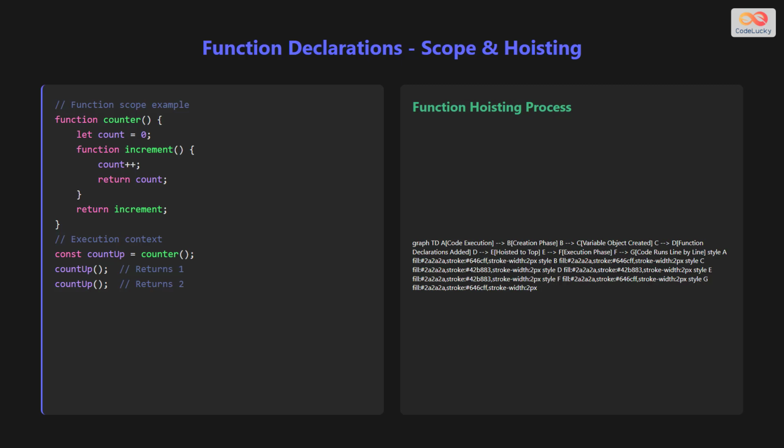The counter function returns the increment function. When countup is called multiple times, it returns incremented values. Now, let's understand the hoisting process.